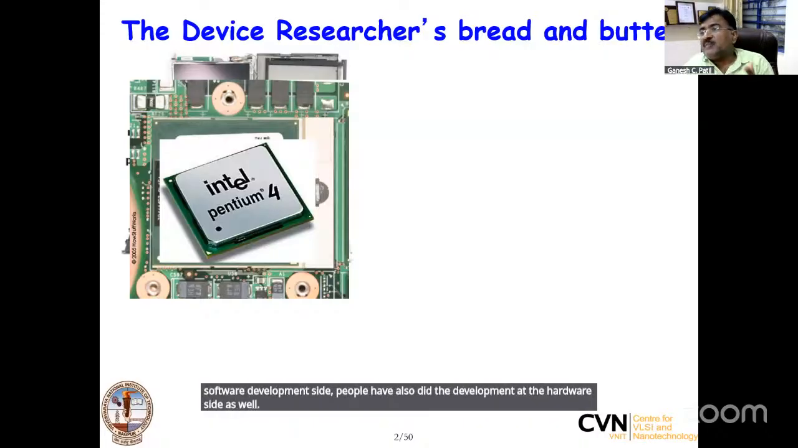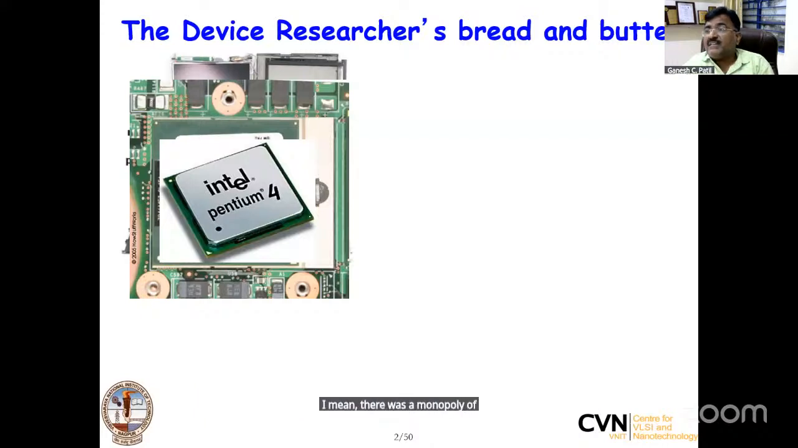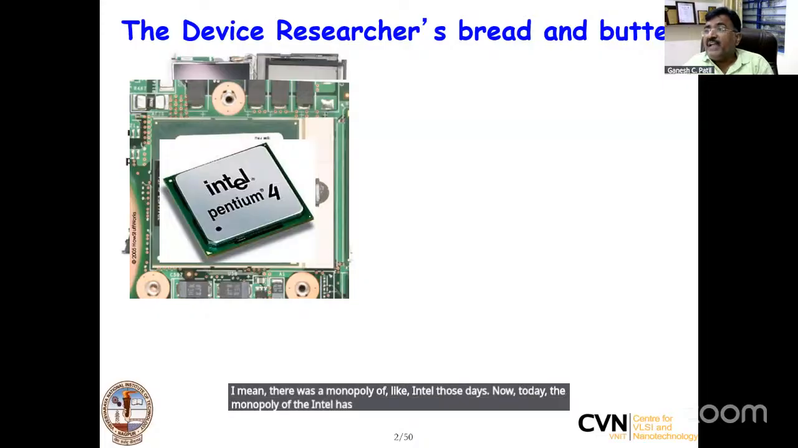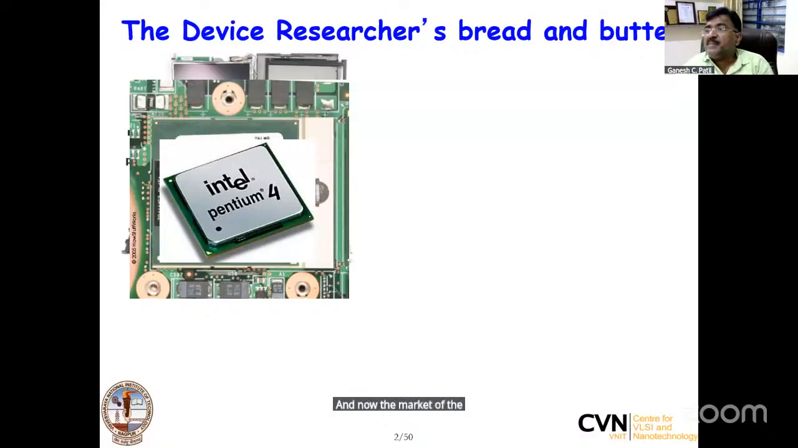There was a monopoly of Intel in those days. Today the monopoly of Intel has already been broken, and instead of talking about a single core on the tiny silicon die, we are talking about 5,000 cores on a single tiny silicon chip. And now the market of Nvidia is coming into the picture.